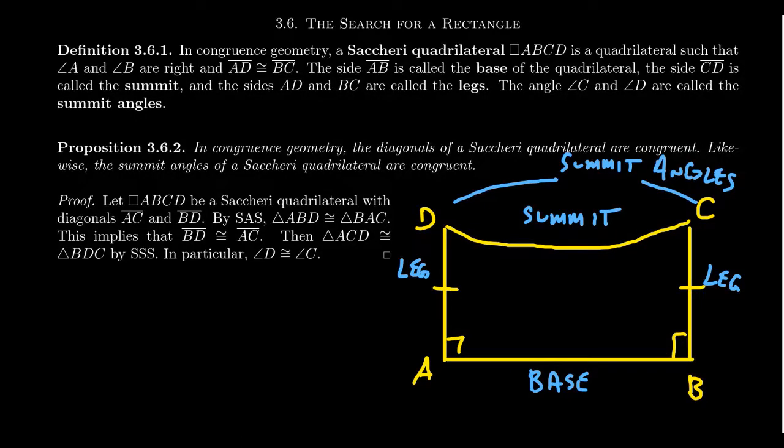Okay, so what can we say about some Saccheri quadrilaterals? Well, this first proposition will be a proposition in congruence geometry. Like I said, we just need the axioms of congruence, betweenness, and incidence to make this precise. So in congruence geometry, the diagonals of a Saccheri quadrilateral are congruent to each other. What are the diagonals? The diagonals are the lines BD and CA, like so. We claim that these are congruent to each other. Likewise, we're going to prove that the summit angles of a Saccheri quadrilateral are congruent to each other as well. That's the main thing that we're after here. So let's look at the diagonals for a moment.